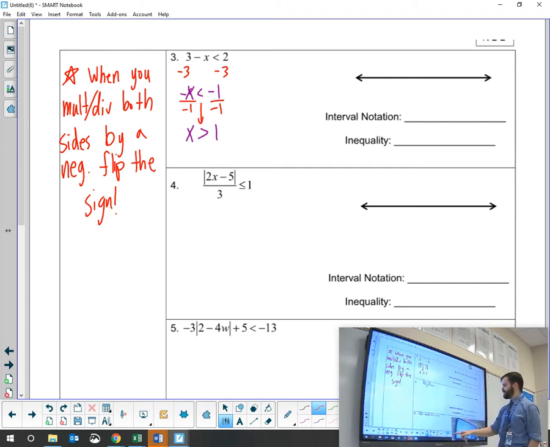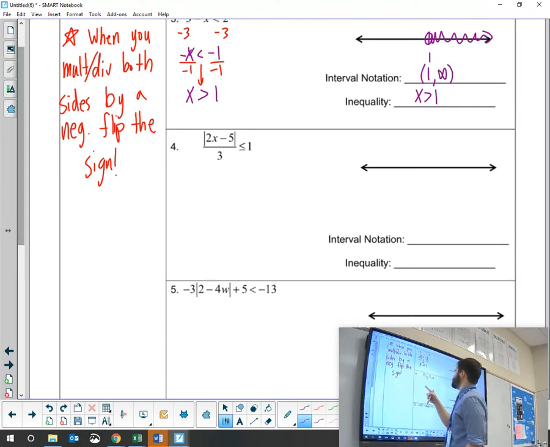So whenever we write this out, we can put a point at 1. We're going to leave it open, and it's going to be greater than. And in interval notation, it's going to be 1 to infinity. As an inequality, it's just going to be x is greater than 1. Number 4.